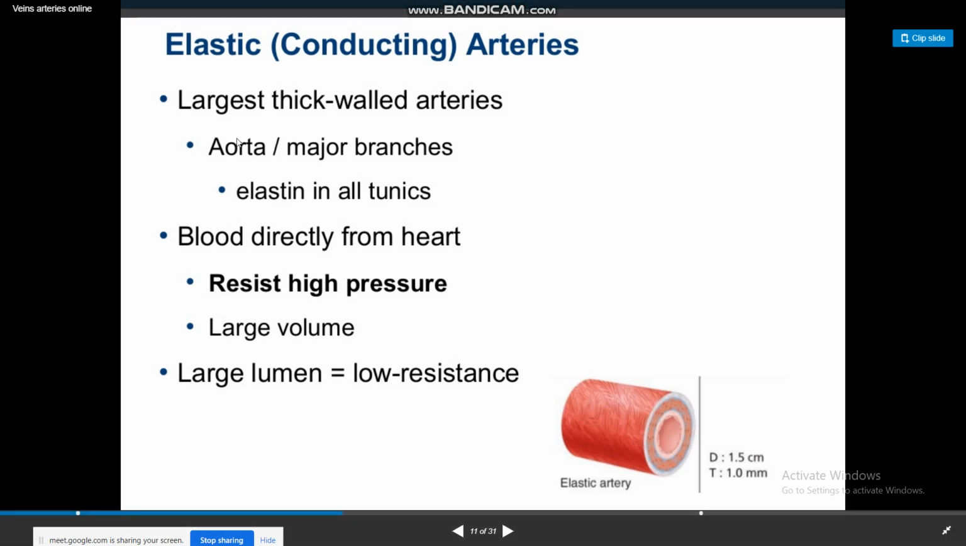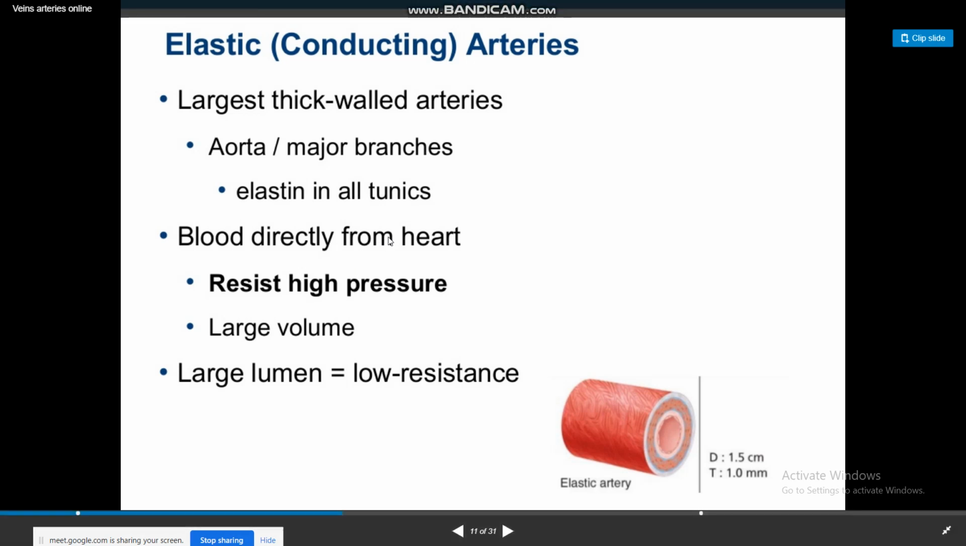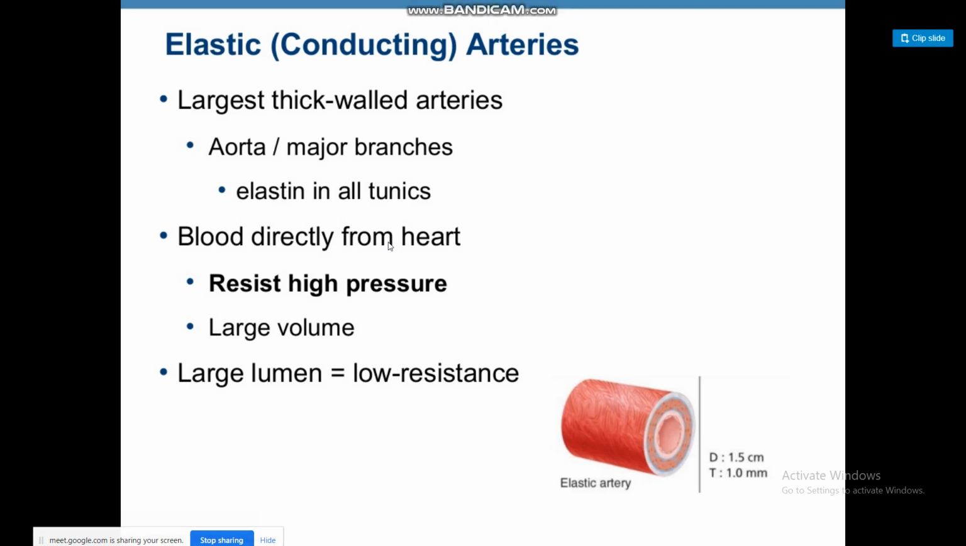The next one is elastin in the tunics. Whether it is the tunica externa, tunica media or tunica interna, there is a component in them that is elastin. Due to that, this type of elastic artery remains flexible. Next, blood flows directly from the heart. From the heart, by means of the artery, the oxygenated blood flows to the different parts of the body.